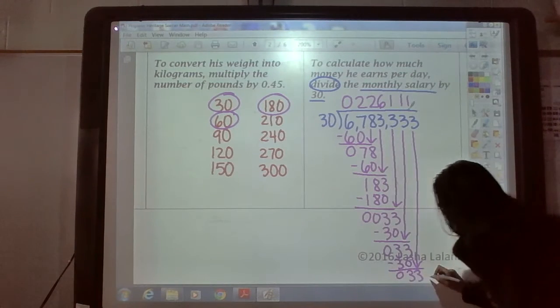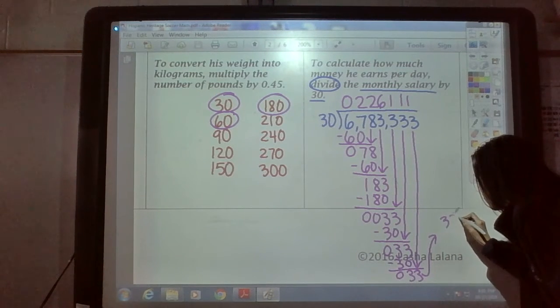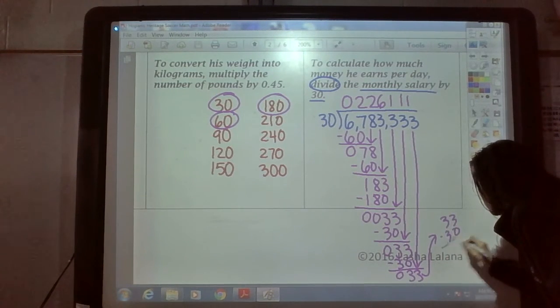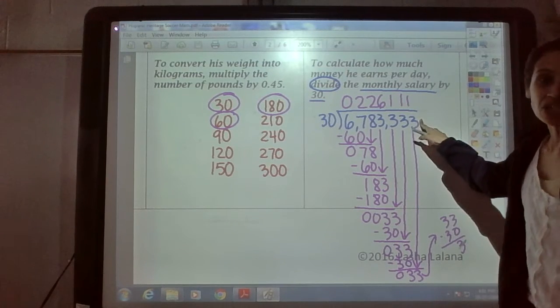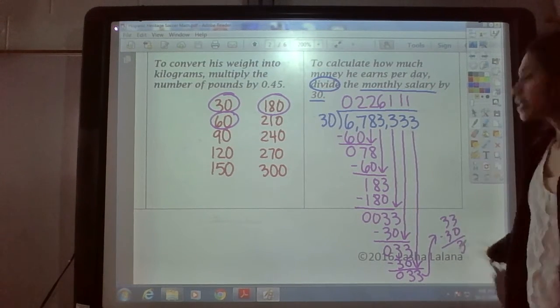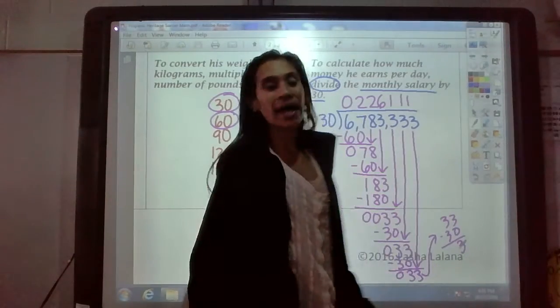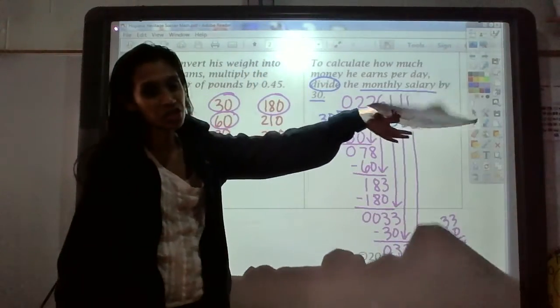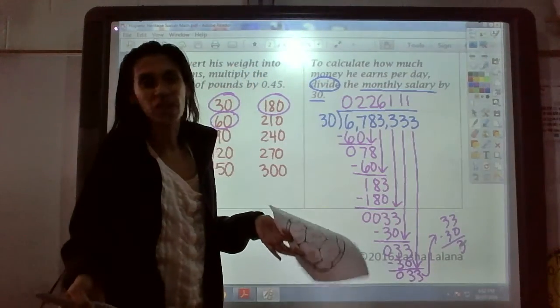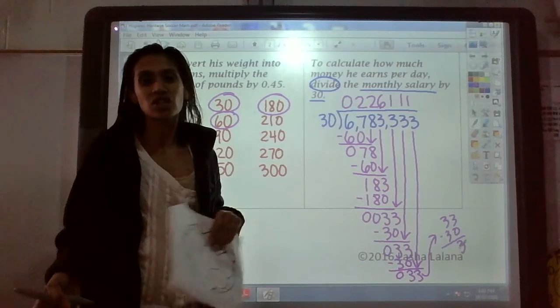Let me scoot it over here. So I have 33 minus 30, which is 3. Nothing else to bring down, but it's going to keep on going. So I can stop right there, or if you want to put your decimal, you can. I'll just stop right there. We'll leave that answer just like that.